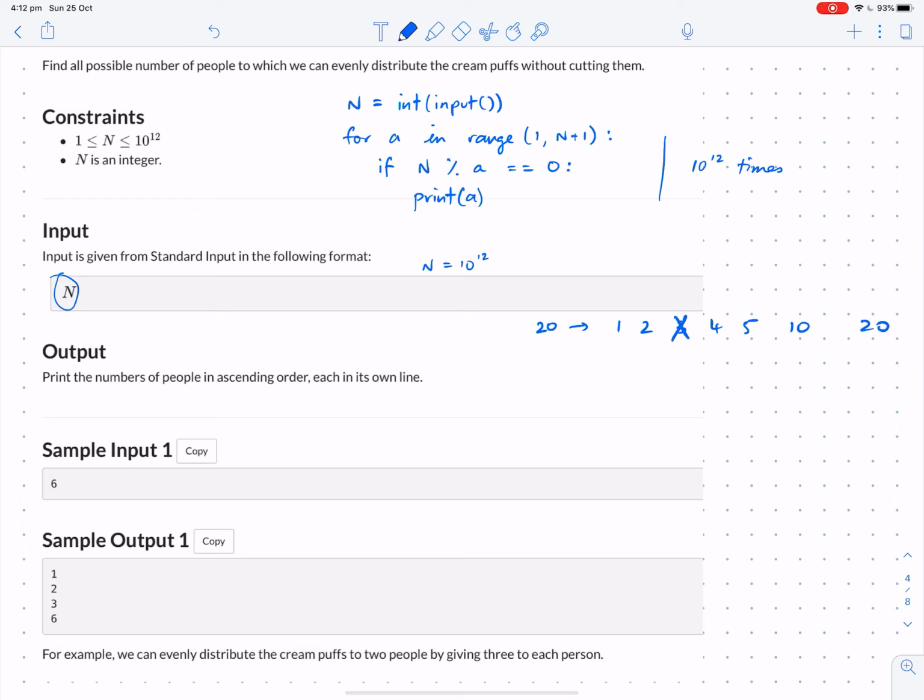and say for A in range, starting at 1. Now, how do we go to the halfway point? Because the number might be odd. So what I'm going to do is I'm just going to do n plus 1 divide by 2. Double divide in Python to get an integer division. So if n is 20, then n plus 1 over 2 is 21 over 2, which is 10.